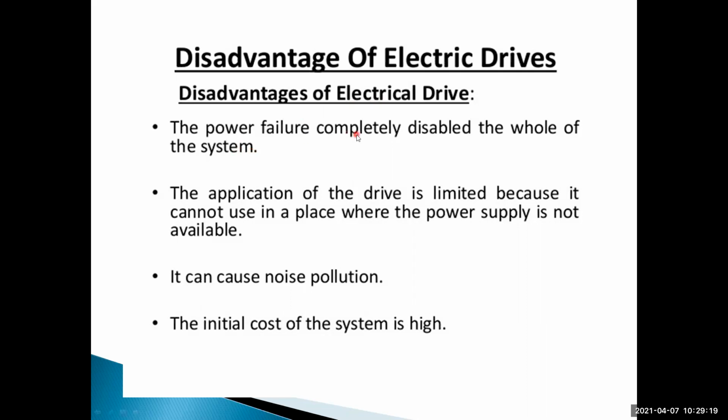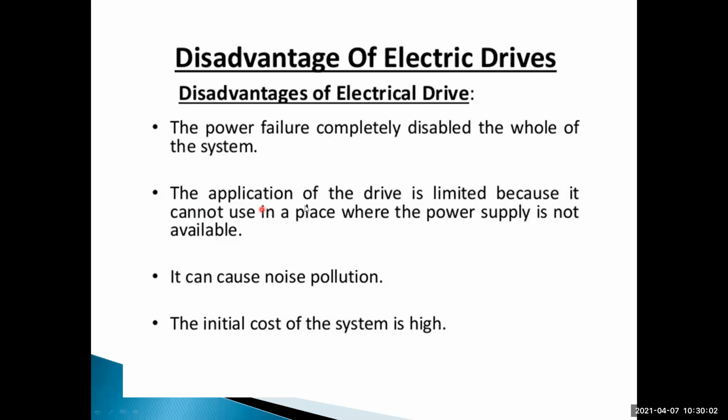The first one: a power failure will completely disable the whole of the system. This is one of the disadvantages. If the power fails, the system is completely shut down. Power is one of the important factors for electrical drives, so in power failure conditions this electrical drive system will be shut down. It is very difficult to run.